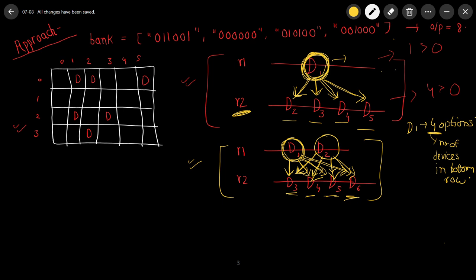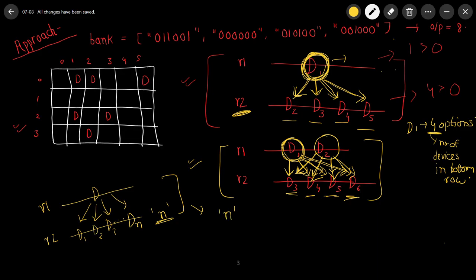So here you can see, what I'm trying to say is, suppose there are two rows, R1, R2. R1 has one device only, and R2 has, suppose, n number of devices. This is D1, D2, similarly Dn devices are there. So if R1 has only one device, that device would have n number of options, right? So n number of beams would be formed. So in this case, we would get n beams. So this was the case when R1 had one device.